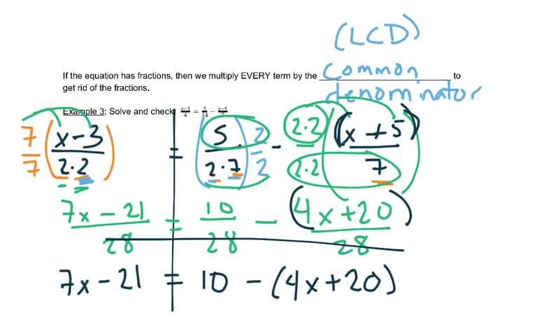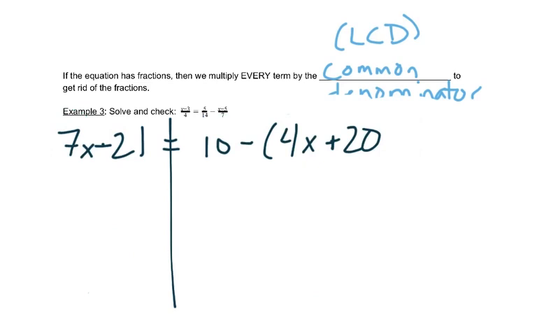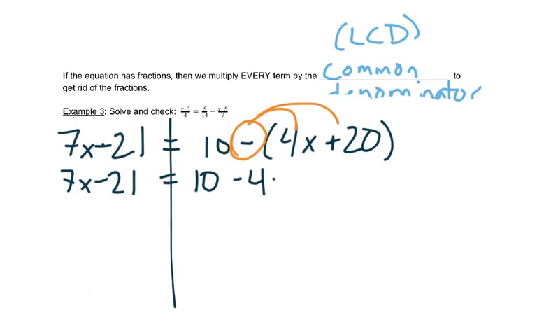And if you'll give me a minute, I'm going to rewrite it, clean up my screen a little bit so I have room to keep going. Okay, now we've got some more room. So the first thing we need to do is get rid of these parentheses. So this negative in front needs to be distributed, and when we do that, it changes all the signs. So I'm going to copy this over here and copy the 10, and I get minus 4x minus 20.